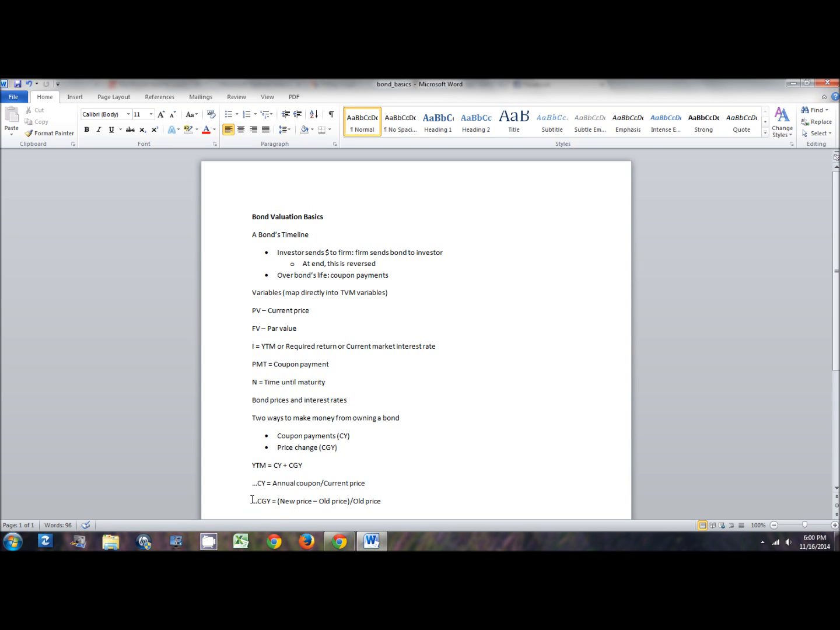And actually, this formula right here, as we'll see when we do the stock valuation section next, actually works in every single context in the financial world. It doesn't matter whether you're talking about bonds or stocks or houses or gold or oil. It makes no difference. Whenever you're trying to measure the percentage price change that you're going to realize from an investment, you can always take the new price minus the old price divided by the old price.